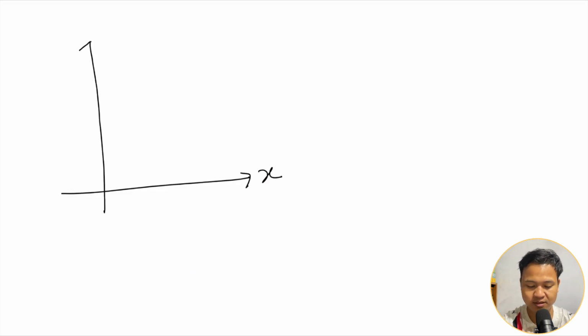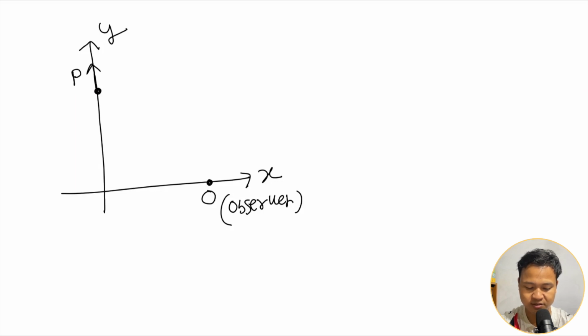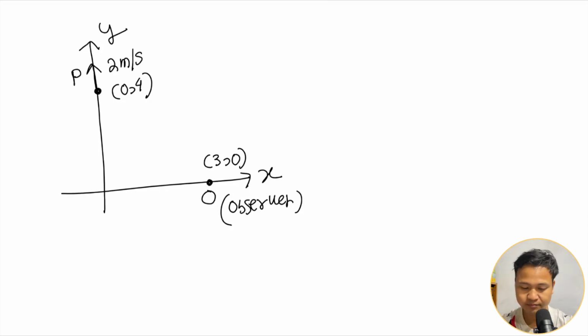Okay, let us solve a question on angular momentum. So here see, suppose I have x and y, the x axis and the y axis. On the x axis there is an observer, let's say O. This is the person who is observing the motion of another person P. Person P is going towards the y axis with a speed of 2 meter per second. Currently P is at 0,4 and O is at 3,0.